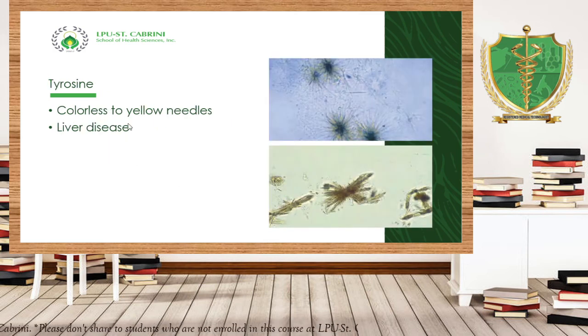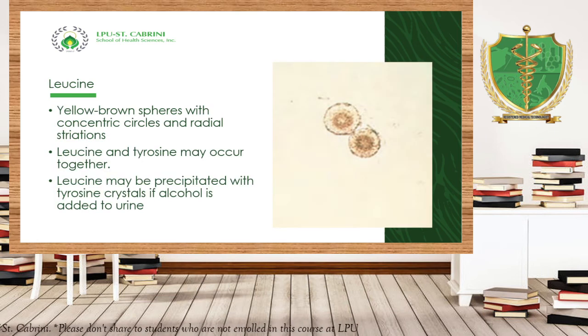We have here tyrosine, which appears as colorless to yellow needles, and that is an indication of liver diseases. Okay? So, yan po ang ating mga tyrosine. Next, we have here leucine. Appears as yellow-brown spears with radial striations. Sino nga yung parasite na mayroong radial striations? Correct. Ang galing mo talaga. Sino? Si Taenia. Okay? Leucine and tyrosine may occur together.